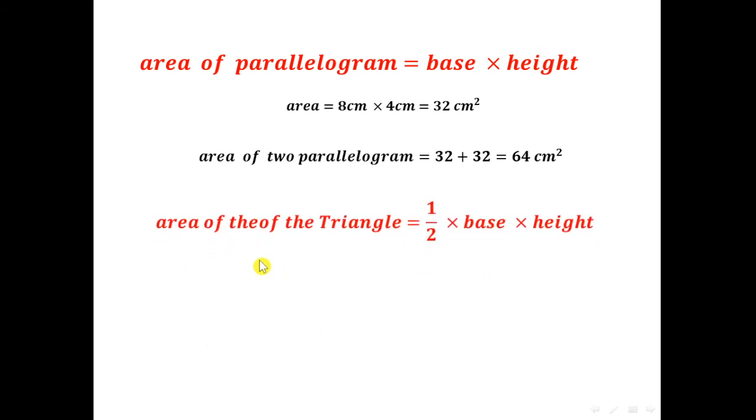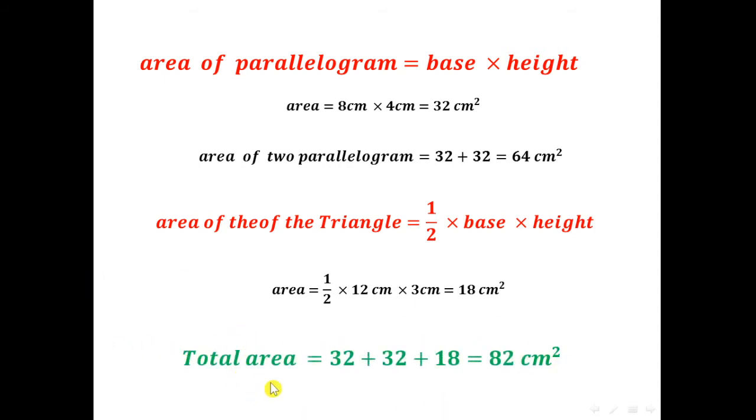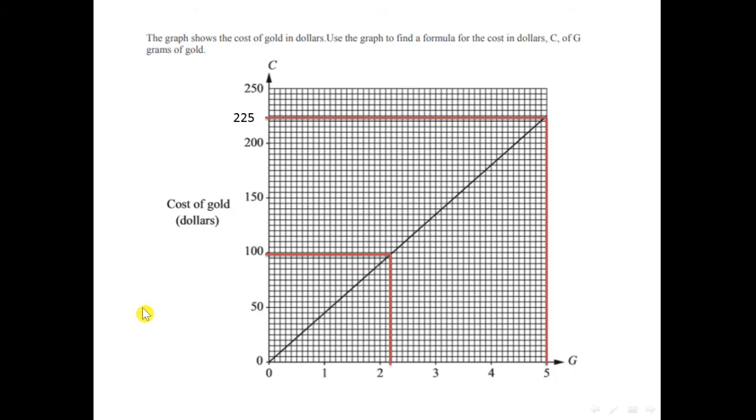And then we find the area of the triangle, which is half base multiplied by height. We find the height 3, half of the base, which gives me 18 centimeters squared. And then you add all of them together. So the total area will be 32 plus 32 plus 18, which gives me 82 centimeters squared. This is how you find the total area of this shape.